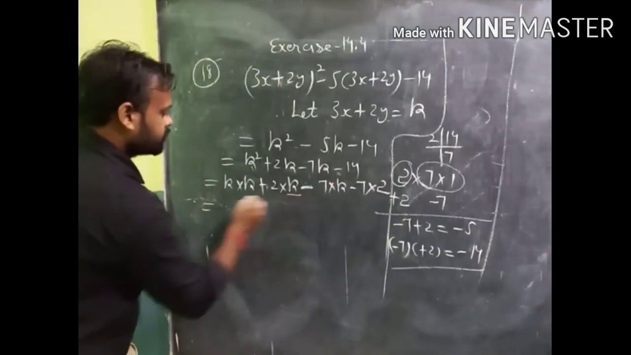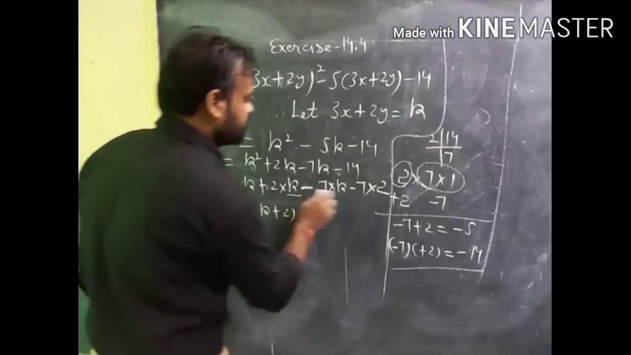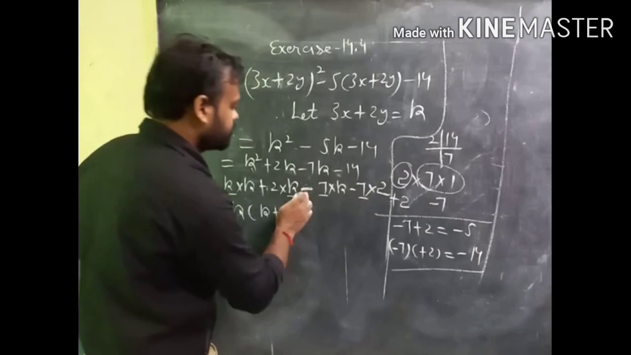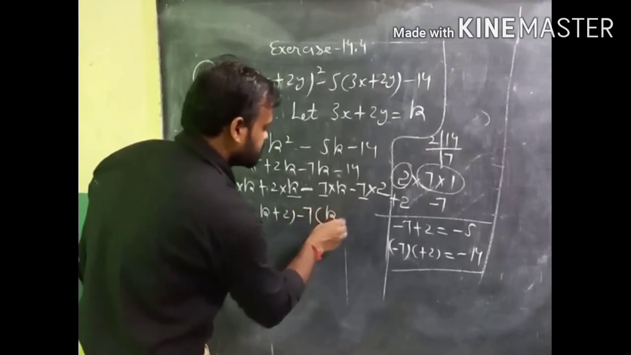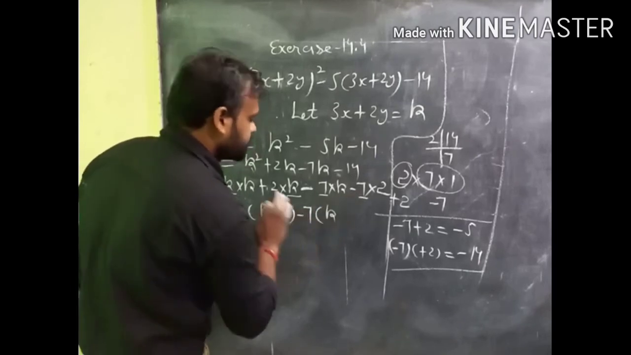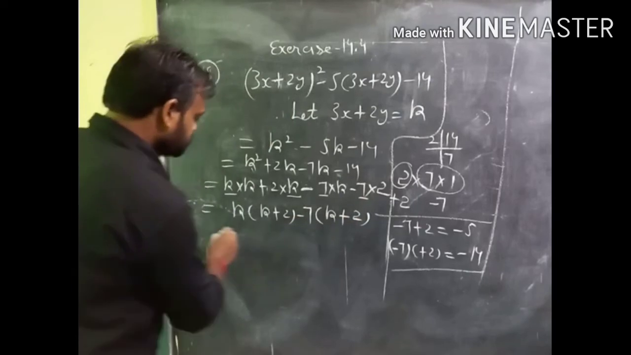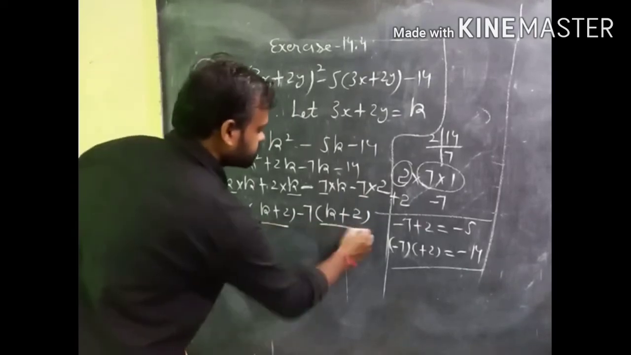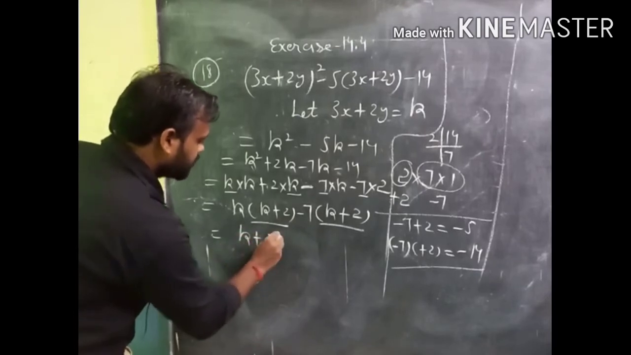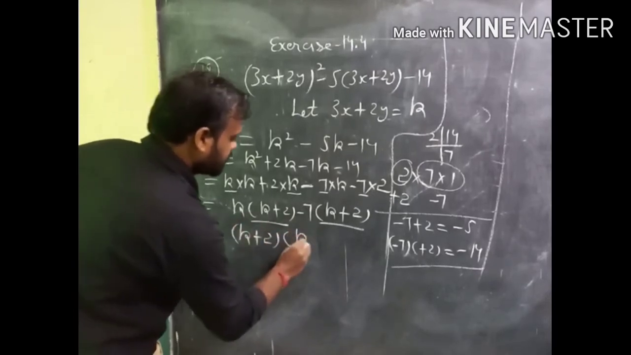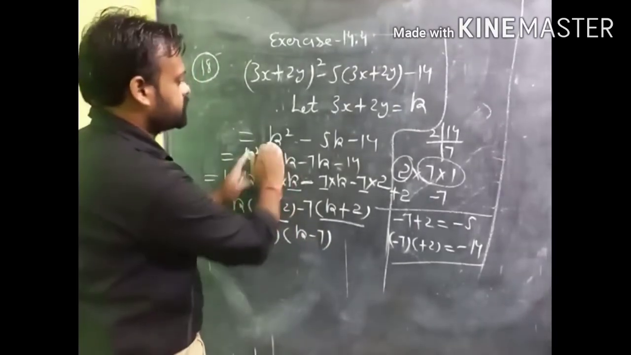Now you can see we can take k common here, so here is k plus 2, and then you can take this 7 also common, but the minus sign is also here, so take minus 7 common. Here you can see inside the bracket is k, and minus we had already taken common, so here it will become plus and here is 2. So in this case you can see k plus 2 and k plus 2, both values are the same, so write down here k plus 2 and now you can see this k minus 7. So in this way we can find the factors of this sum.